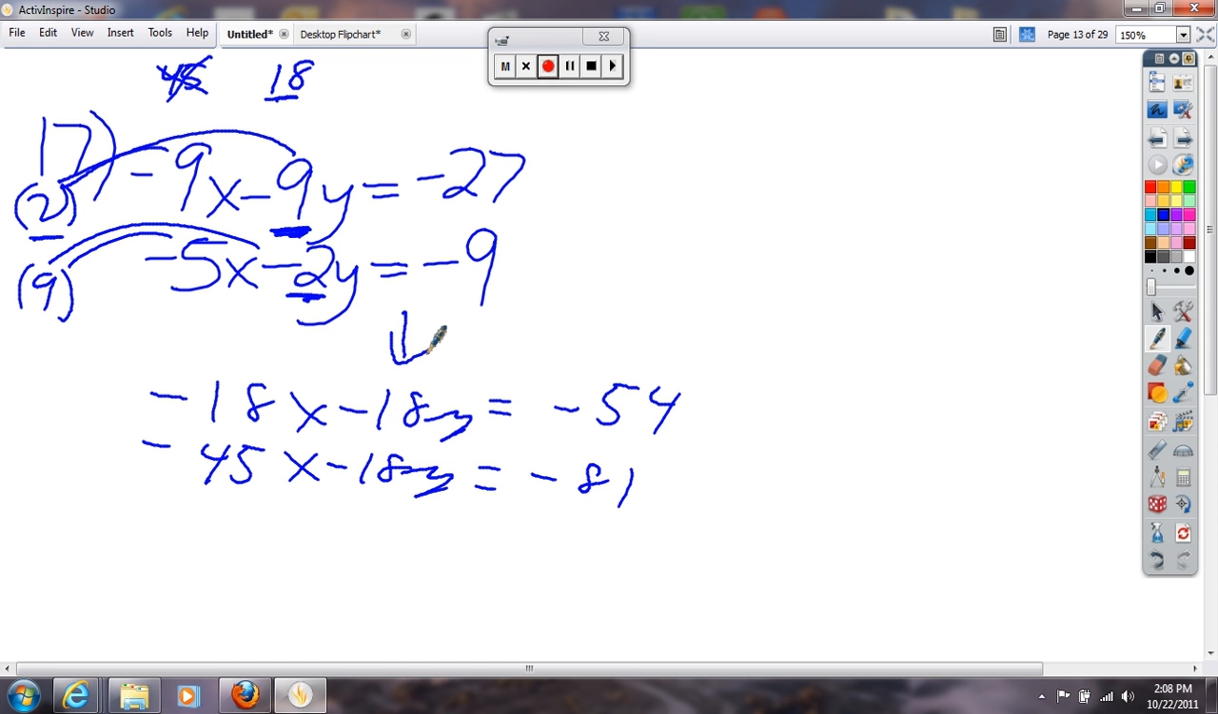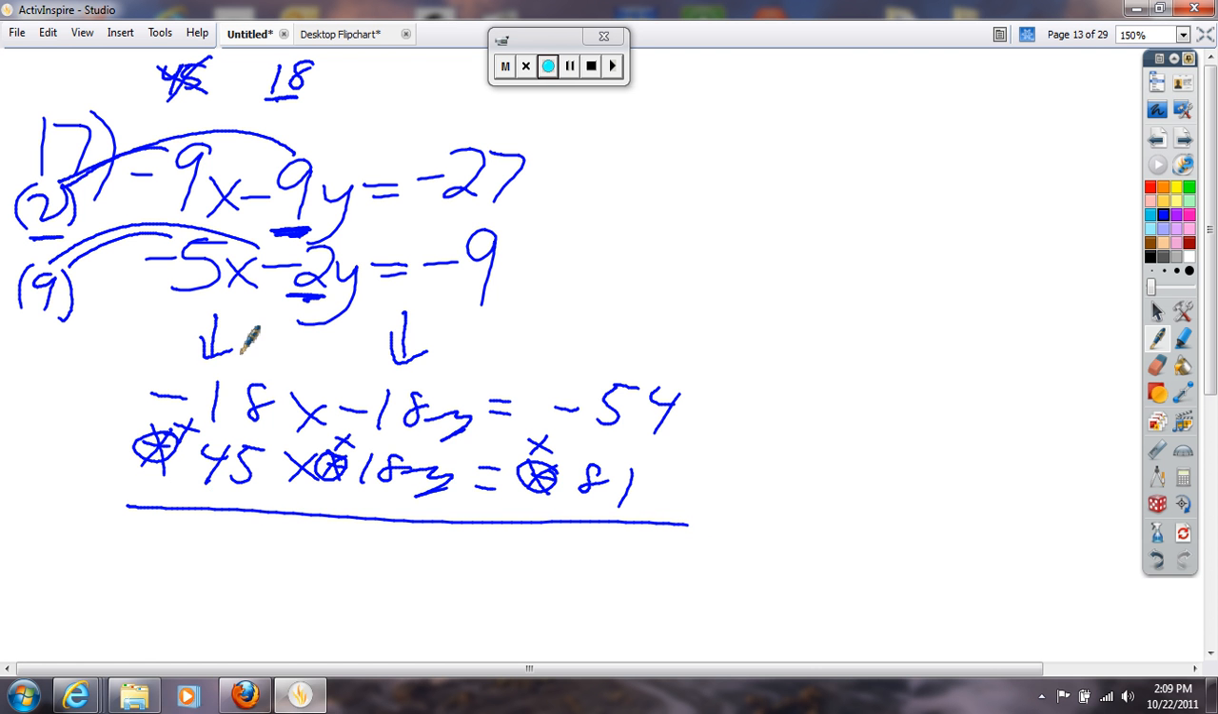So I'm going to take the 45, negative, and make it a positive. Negative is gone. I'm going to take this negative, make it a positive. It's gone. I'm going to take the negative in front of the 81 and make it a positive, and that negative is gone. Now I can draw my line and add down. First, what is 45x minus 18x? Well, 45 minus 18 is 27.